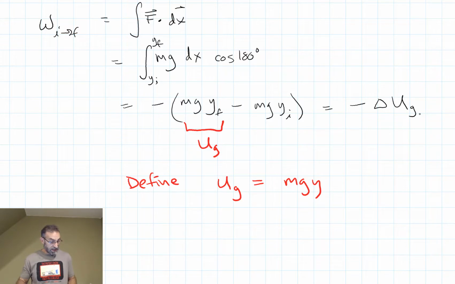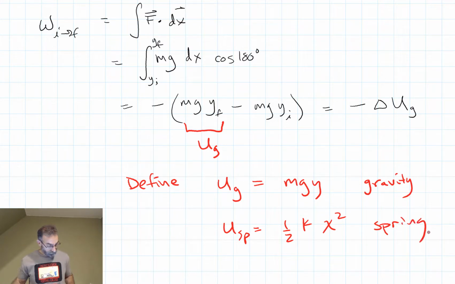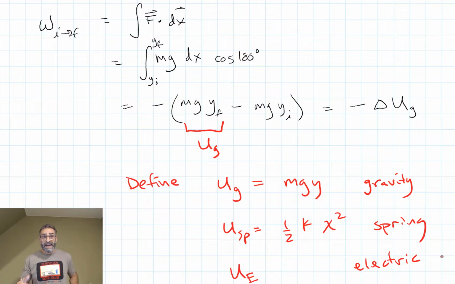And we can do the same thing for our spring. For our spring, we get 1/2 kx squared. And next quarter, you're going to see there's an electric potential energy also. As we learn about new conservative forces, we'll add potential energy terms. We use potential energy to account for exchanges of energy within our system.